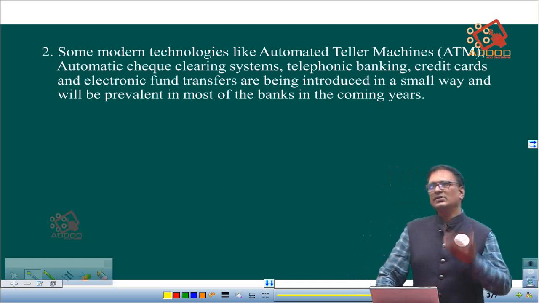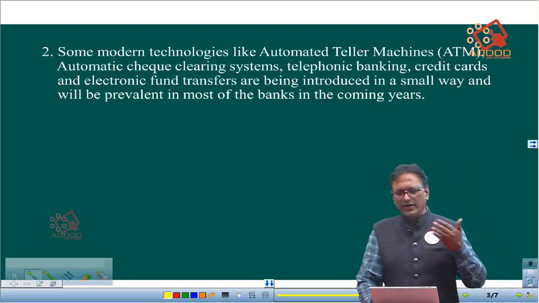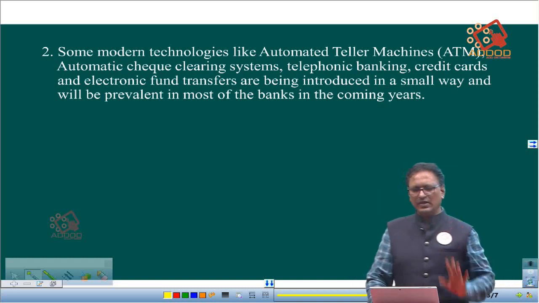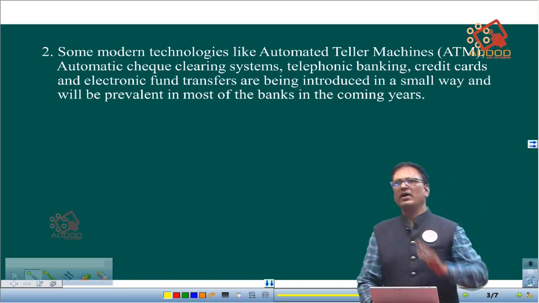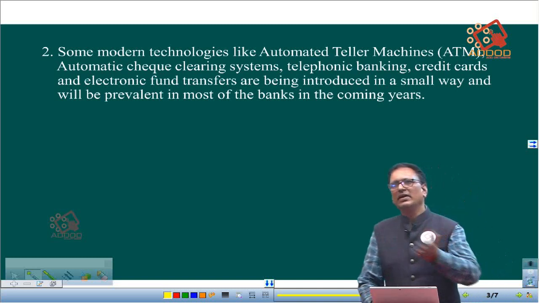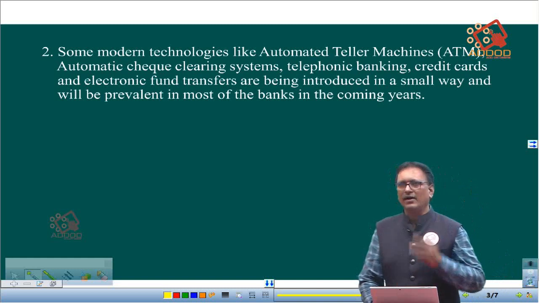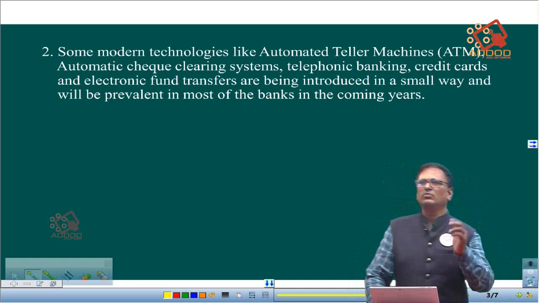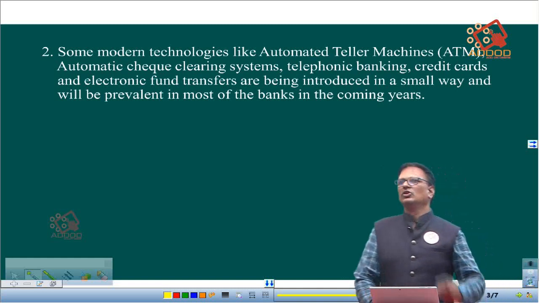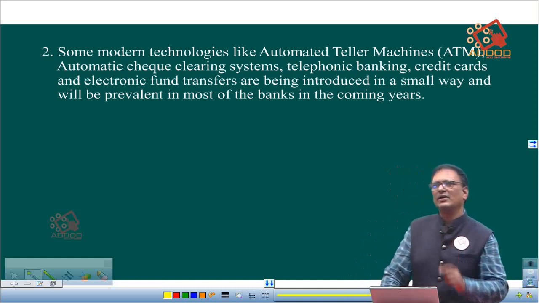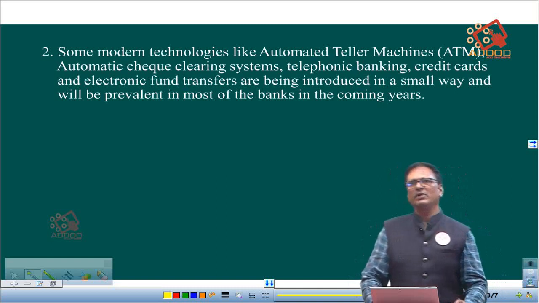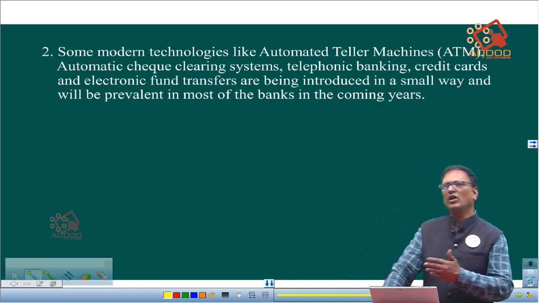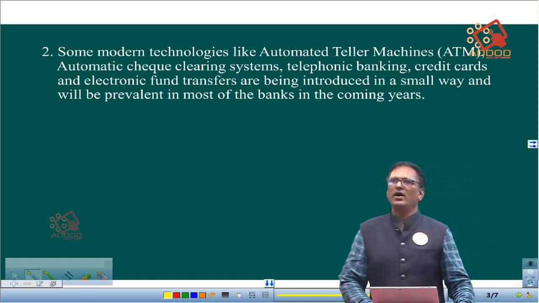So the reason why ATMs are created, why telephone banking is created, why scientists did not stop with ATMs, why they made plastic money. What is plastic money? Credit cards. So there is no need of currency with you in order to purchase, isn't it? You have credit cards, you have debit cards. So the card system also has been introduced. What is the reason for inventing all these? The reason is, number one, security.